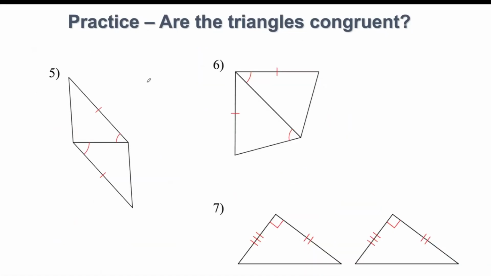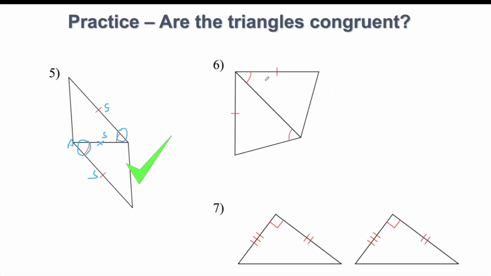Okay, let's look at a few more. So for this one, we do have the shared side, so I can label that. Okay, so here we have two sides and the included angle. And here we have two sides and the included angle. So we do, in fact, have side angle side.